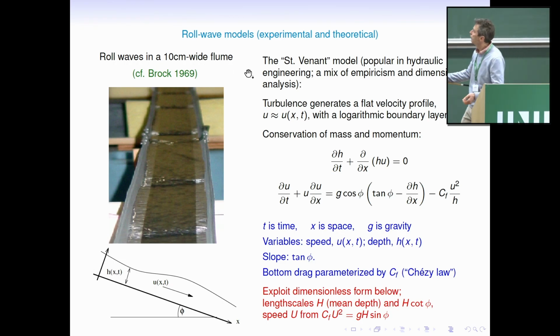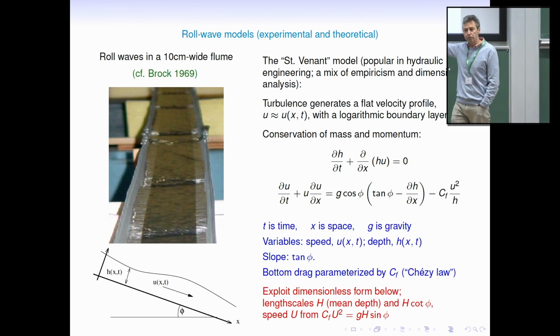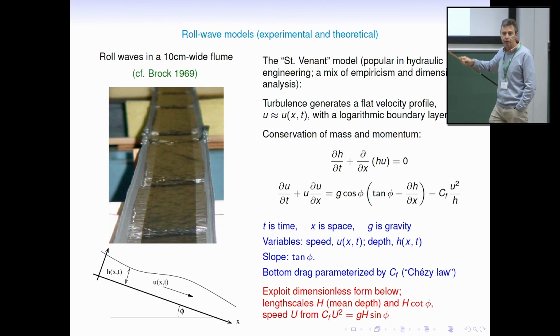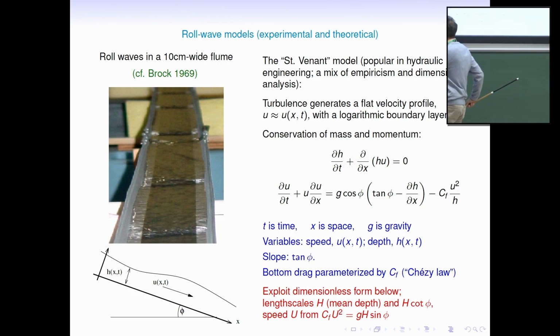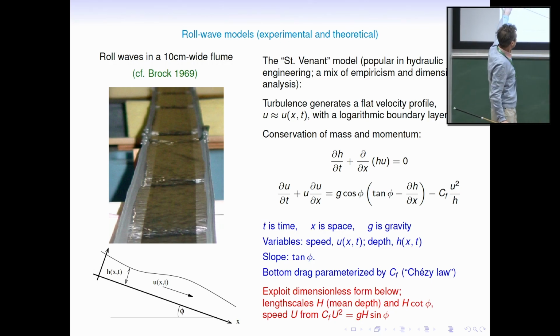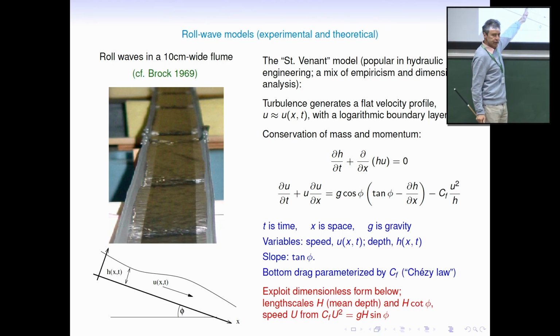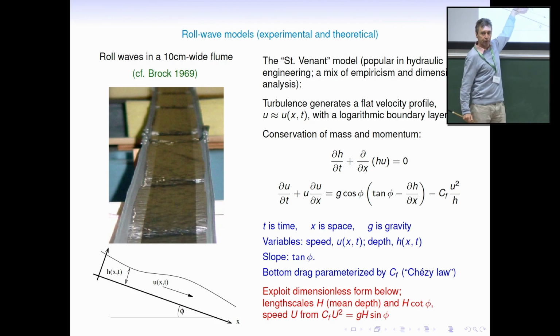So you can look at them in the laboratory. In a theoretical context, people have used the St. Venant model. That's something that comes up in hydraulic engineering. You basically assume that you have strong turbulence, which mixes the fluid up to the degree that you have a relatively blunt velocity profile. Thinking of it as a two-dimensional problem, you've got flow in which the velocity is almost plug-like because of turbulence. There's a logarithmic boundary layer at the bottom, and you write down conservation of mass and conservation of momentum for the fluid depth and for the velocity down the channel.